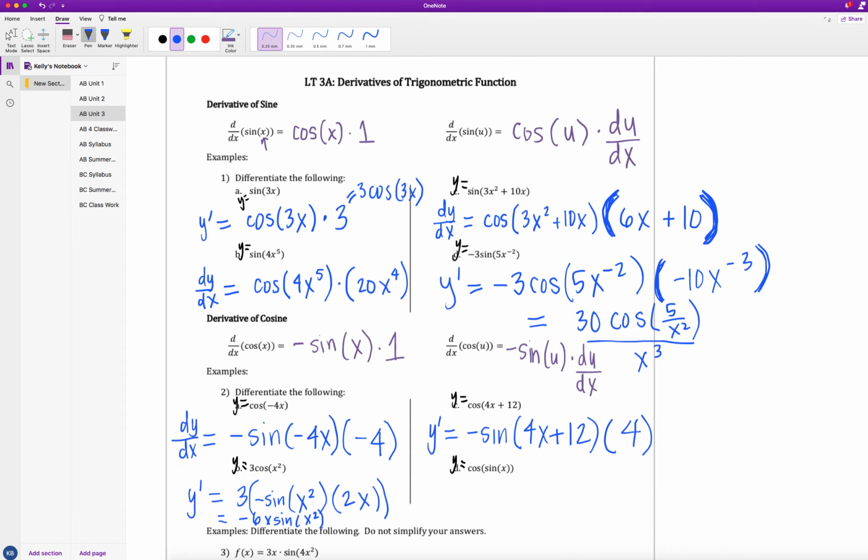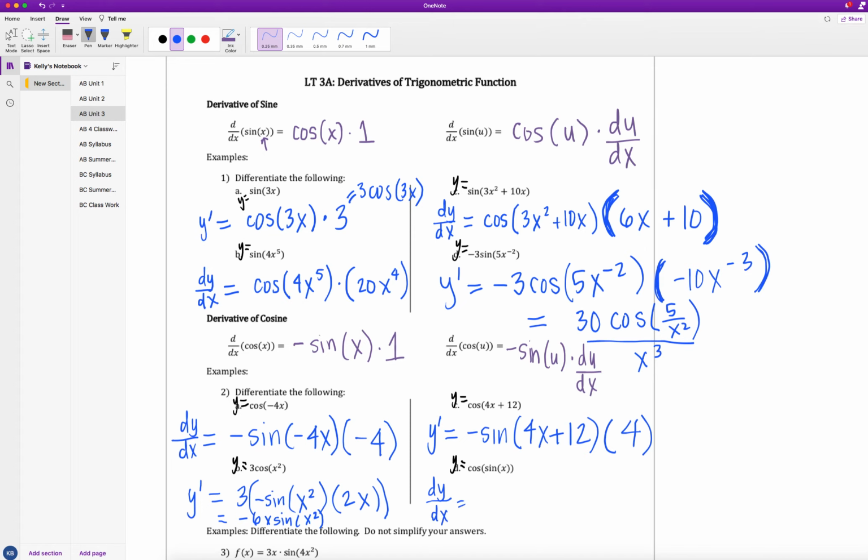Well, let's look at example D. So in example D, we have y equals cosine of sine of x. So we have a composition here of quite a few functions. We have cosine as our outermost function. Then I have sine of x as the inner function to cosine, but sine of x itself is a composition as well. Why don't you guys pause the video and find your derivative there, and then we'll check it together.